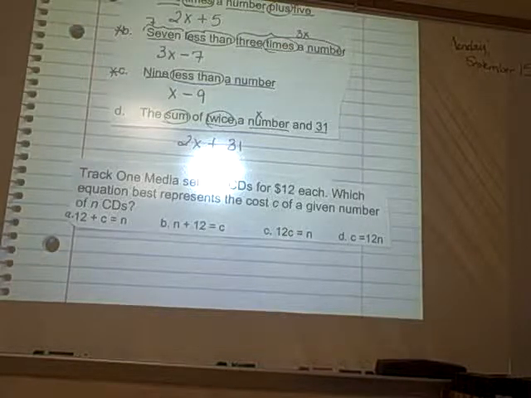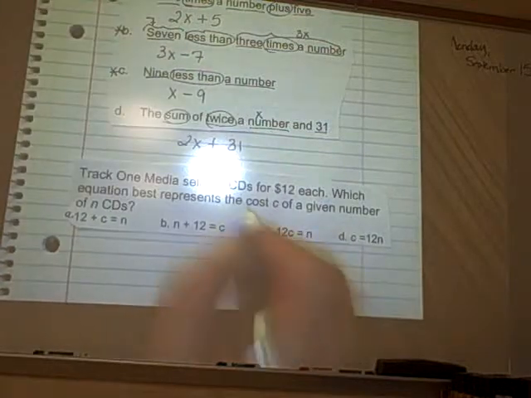It says Track One Media sells all CDs for $12 each. Now remember, each could either be multiplying or dividing depending on how it's used. If you're continually adding more of them, that's multiplying. If you're splitting something up and each person gets a certain amount, that's dividing. So which one is this one? Multiply. This one's multiplying. Okay, which equation best represents the cost C of a given number of CDs?